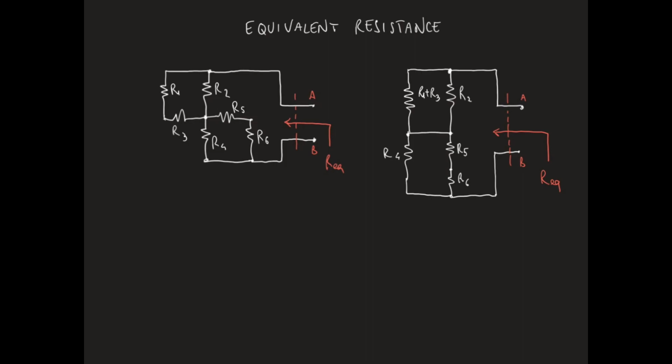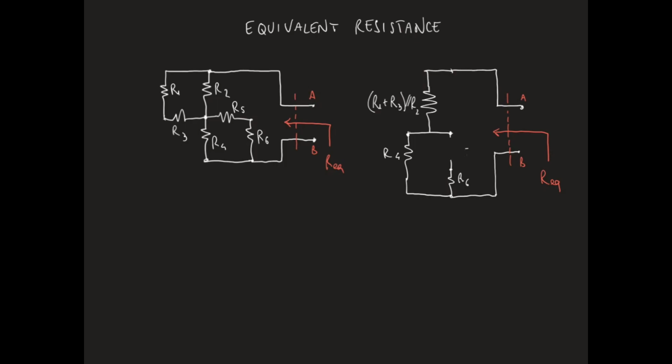This resistor is in parallel with R2, so we can replace these two resistors with a single one given by the parallel between the two, so R1 plus R3 in parallel with R2.